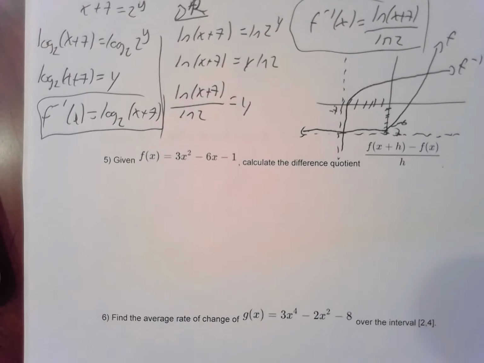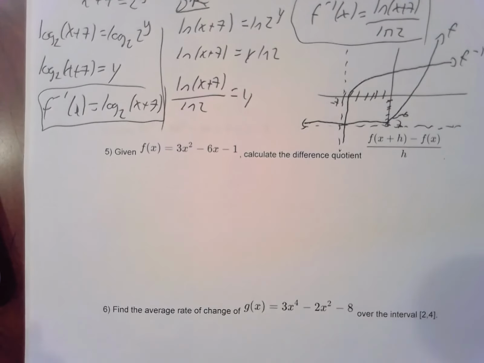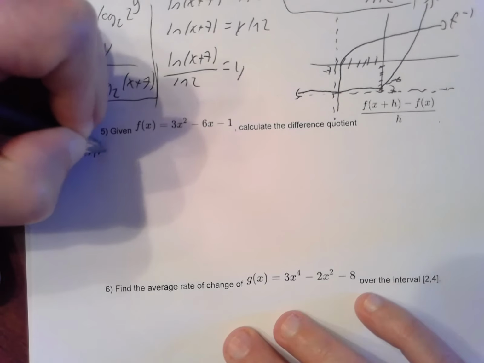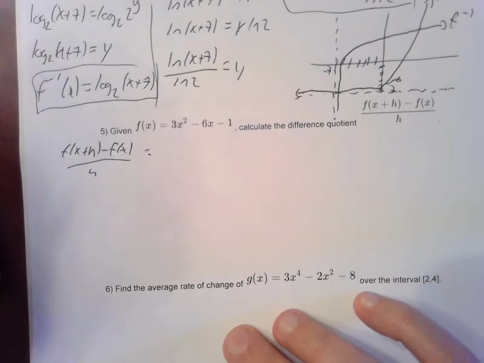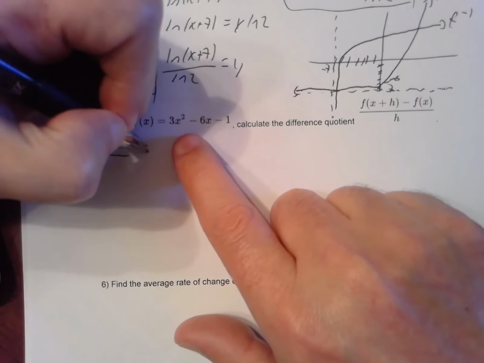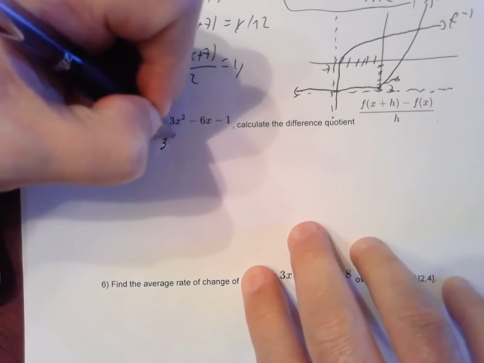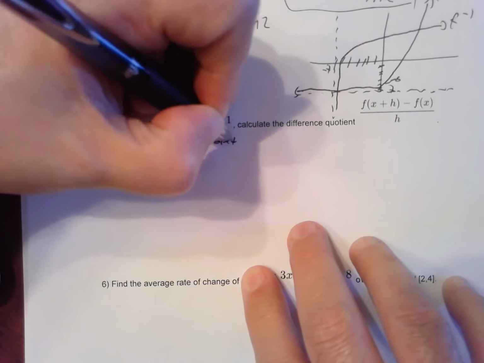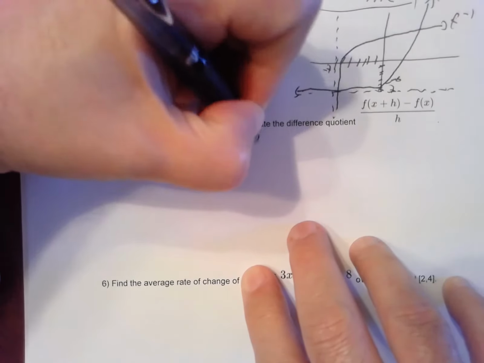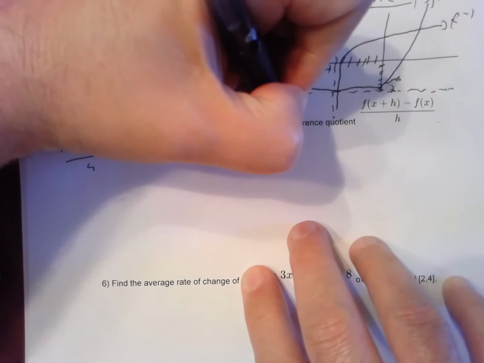Okay, another difference quotient problem. I hope I left enough room for this one. So we write out what we're trying to find. F of x plus h minus f of x all over h equals. Okay, f of x plus h is 3 times x plus h squared minus 6 times x plus h minus 1. Minus everything original.